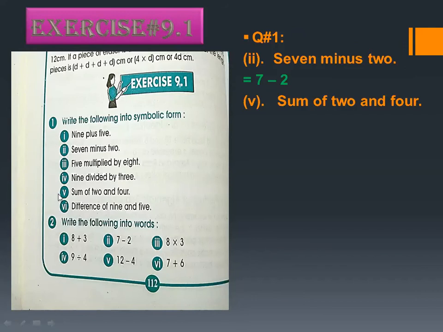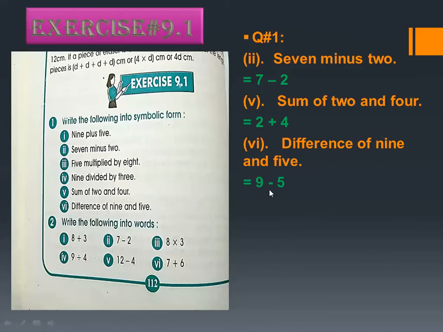Number 5 is the sum of 2 and 4. Sum means addition, so you will write 2 plus 4 here. Then you have the difference of 9 and 5 in number 6. Difference means minus, so you will simply write 9 minus 5.